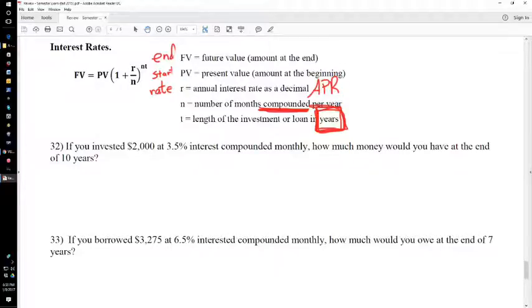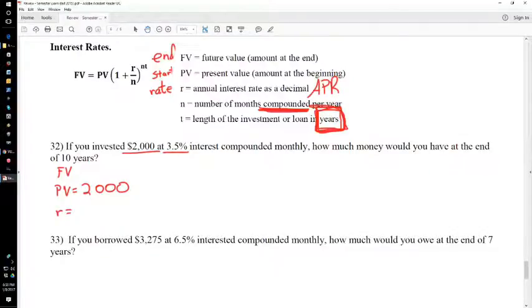So here we go. Number 32. If you invest $2,000 at 3.5% compounded monthly, how much money would you have at the end of 10 years? Okay, so we need a future value, a present value. So if you invest $2,000, well, that's my initial point. That's my present value, $2,000, at 3.5% interest. So that's my rate. Rate is your interest.